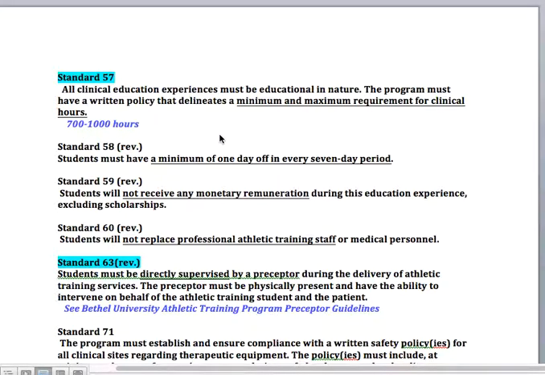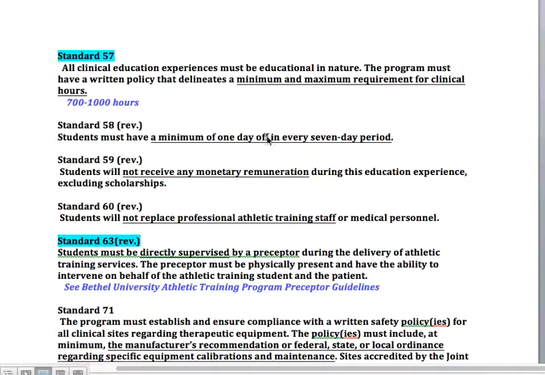So your athletic training education program limits you to 1,000 hours, but if you put in, let's say, 1,300 hours, you can put that on a resume, and potential employers or grad schools see that you did 300 more hours than what was even required of you, and that looks really good. There's a minimum of 1 day off every 7, so if you've been working every day for 7 days, you need to let your preceptor know they need to give you at least 1 day off.